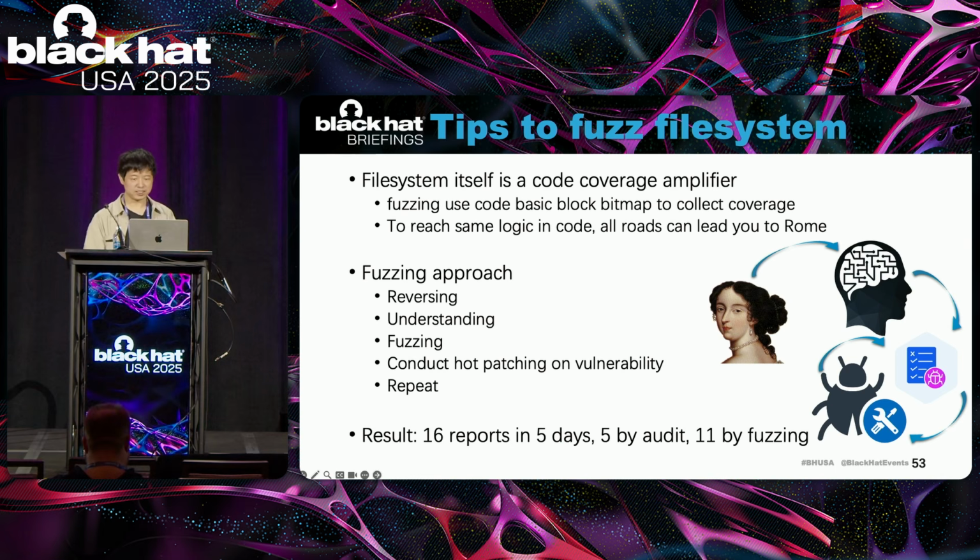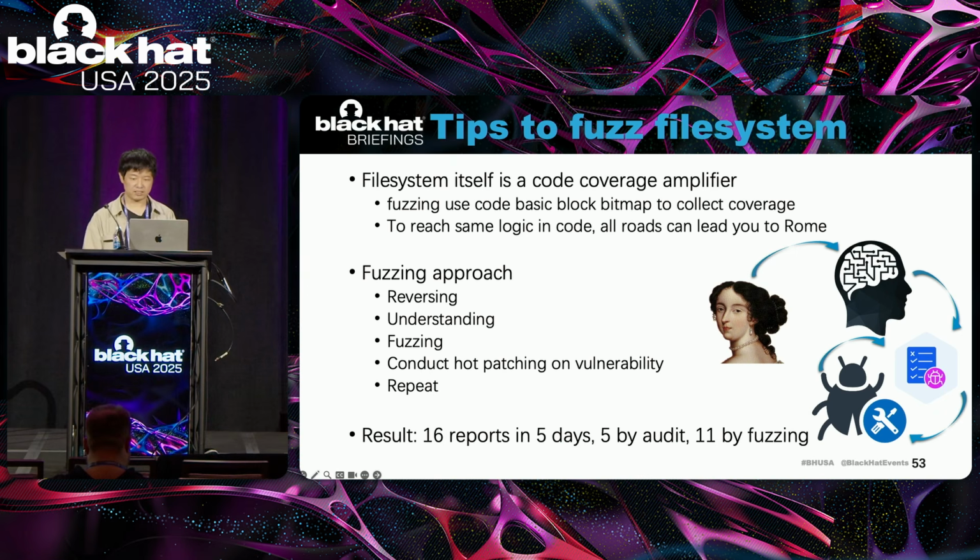The filesystem itself is a code coverage amplifier, because fuzzing uses code coverage, basic blocks, to calculate coverage. And to reach the same logic in code, all roads can lead you to Rome. You will see infinite crashes and timeouts due to the same root cause before you put the correct hot patching into the bootloader. So the fuzzing approach should be as follows.